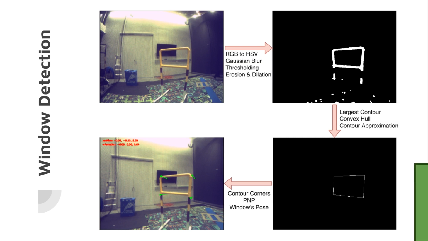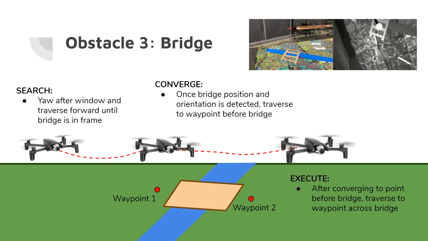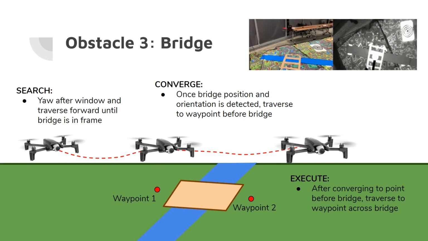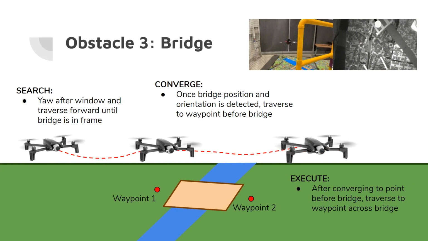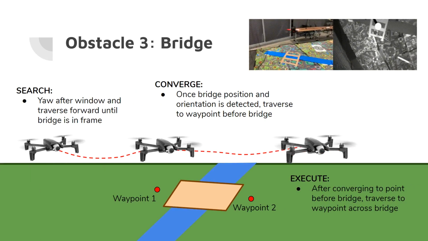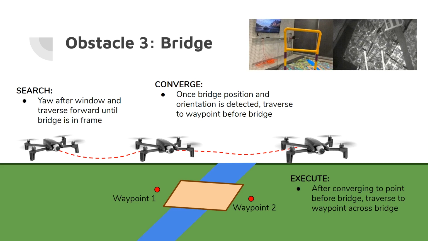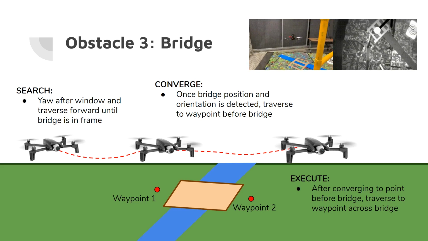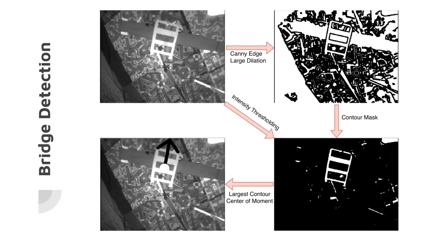After the window, the quadrotor must fly over a bridge and avoid flying over the simulated river. Because its position relative to the window is generally known, the search consists of a simple yaw after the window and forward search until the bridge is in frame of the downward-facing camera. The detected bridge pose allows for the generation of a waypoint just before the bridge, which the quadrotor travels to. After converging on this point, a new waypoint is published to the controller after the bridge, and the quadrotor crosses successfully.